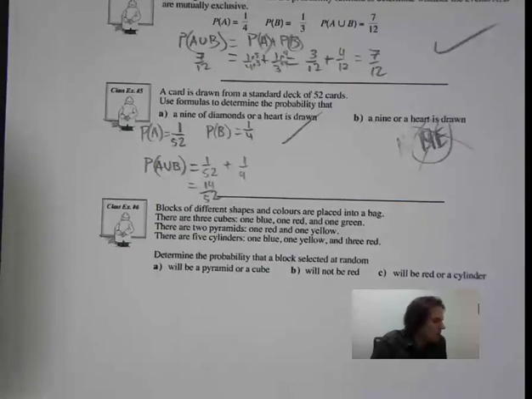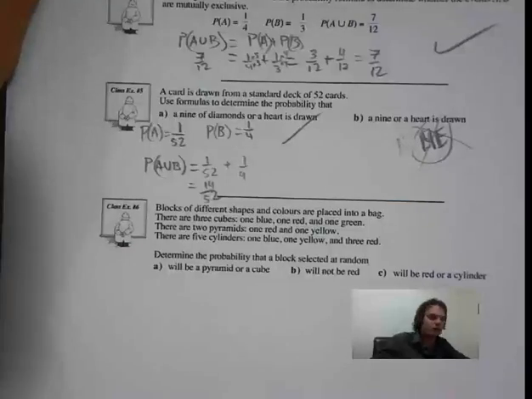Okay, so we're looking at blocks of different shapes and colors placed into a bag. There are 3 cubes: 1 blue, 1 red, and 1 green. There are 2 pyramids: 1 red and 1 yellow. There are 5 cylinders: 1 blue, 1 yellow, and 3 red. Determine the probability that a block selected at random will be a pyramid or a cube. Let's take a look here.